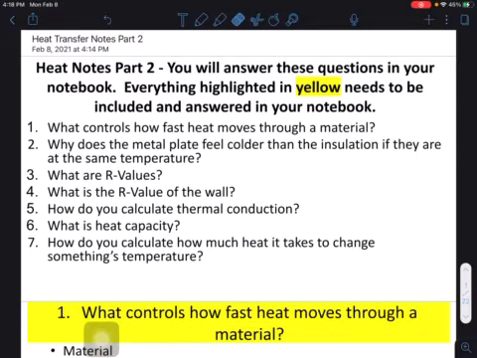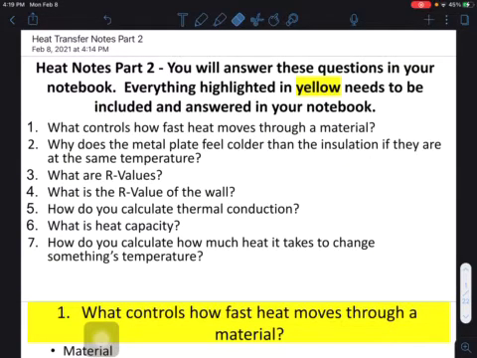I'm going to go over these notes, Heat Notes Part 2, with you briefly here. Just cover the main points on these. Remember, you have this as an assignment to turn in your notes that you take in your notebook, everything that's in yellow, answering these questions, numbers 1 through 7, and then submit your answers to the assignment.